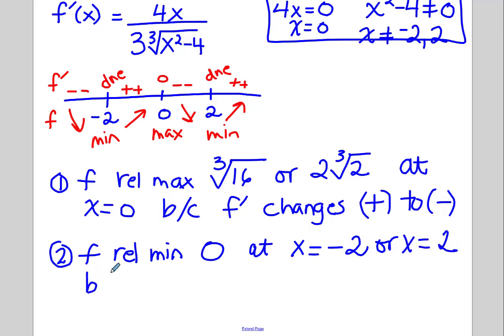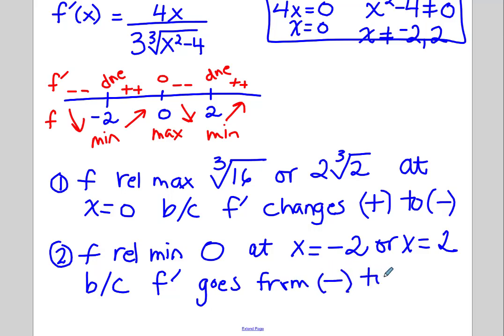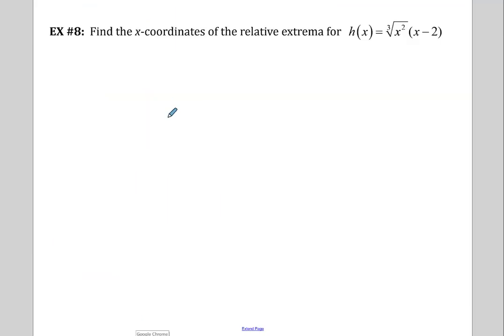And the reason that happens is because f prime changes from negative to positive. Okay? So 2 more to go. In example 8, find the x-coordinate of the relative extrema. So this time we're finding just the x-coordinate. That's our critical number, right? Off of our test strip.